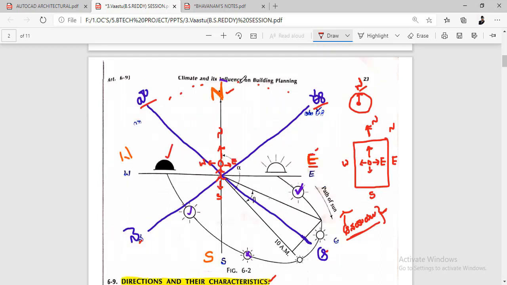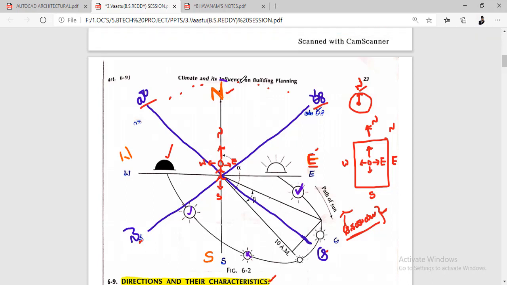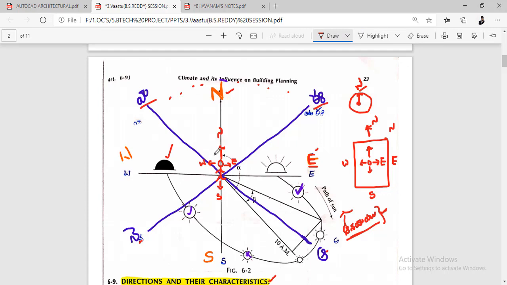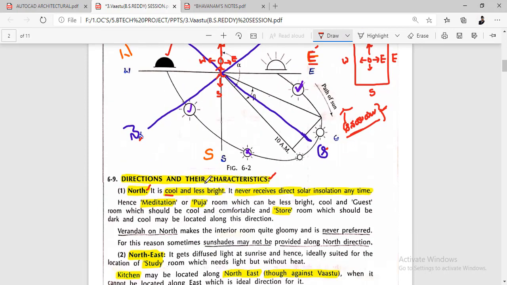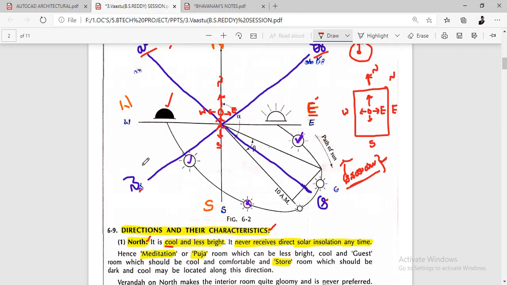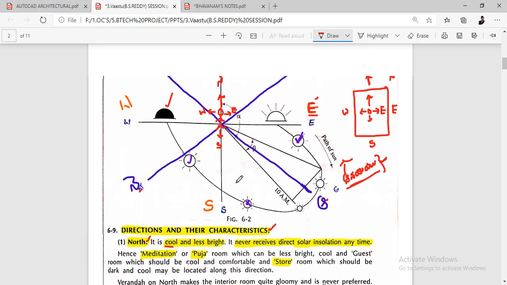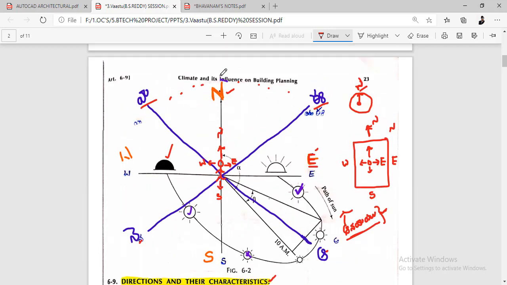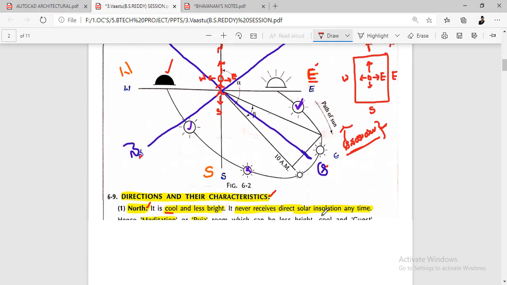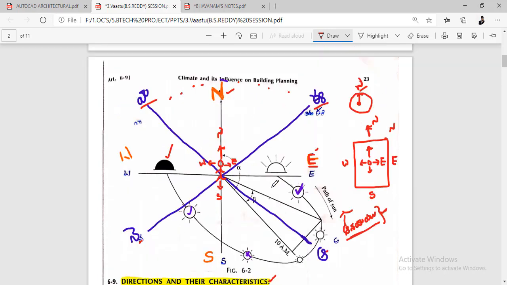If you see that in North America, in those countries, their color is also somewhat different. Why? Because this is the main reason. Based upon this sun direction, we decided all these things. And it never receives direct solar insolation at any time. North will never receive solar insolation, like sun rays and all these things, it never receives.